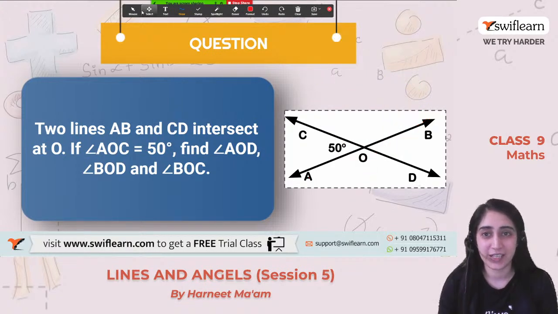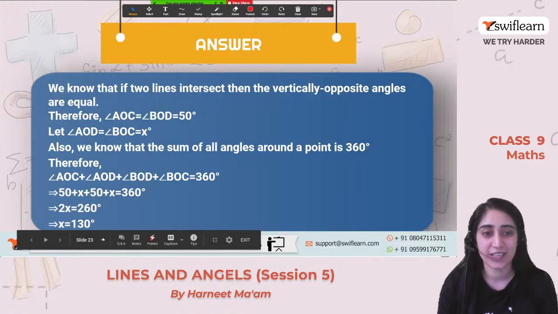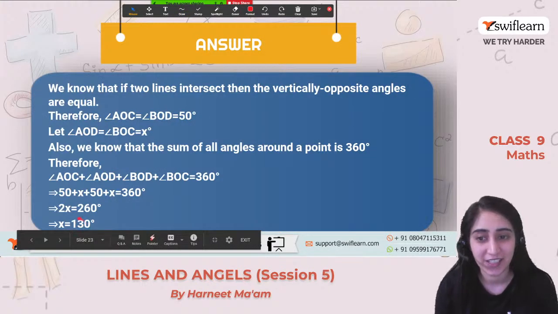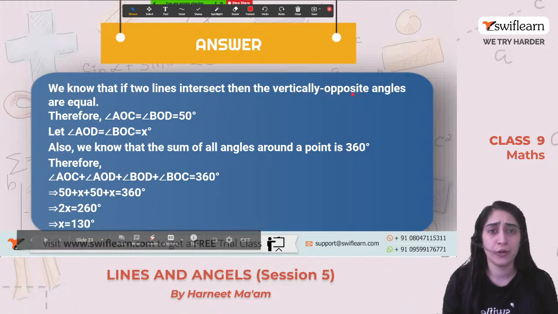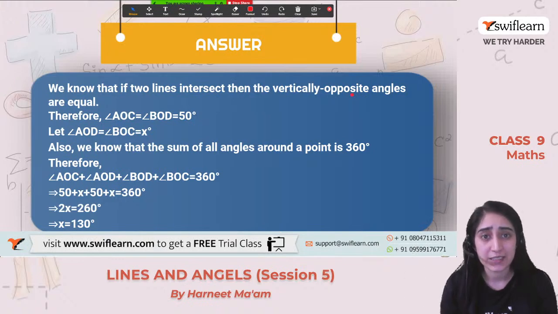Yes, well done, students. The value of x is 130 degrees. See, that's what we have done. They are vertically opposite angles. That means the angles are equal. Now we don't know how to find the value. Let's keep it x. Now it's becoming a whole circle, a complete circle.